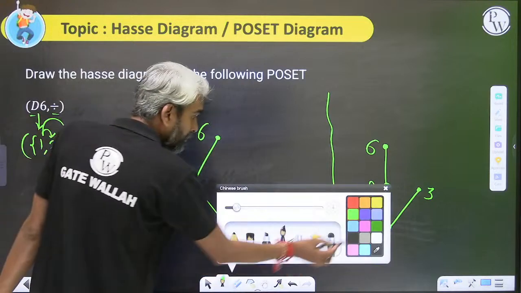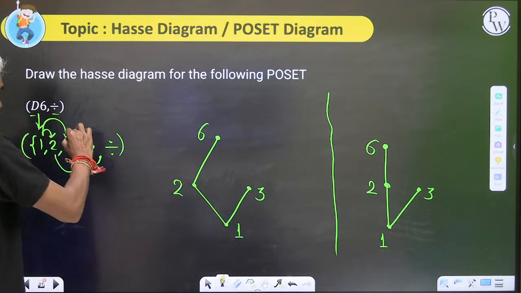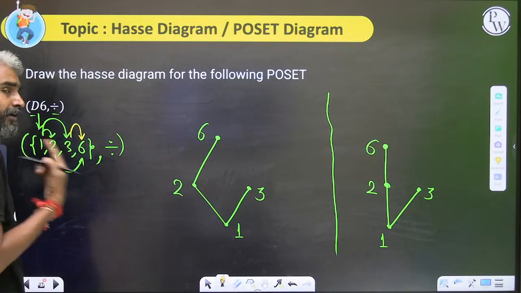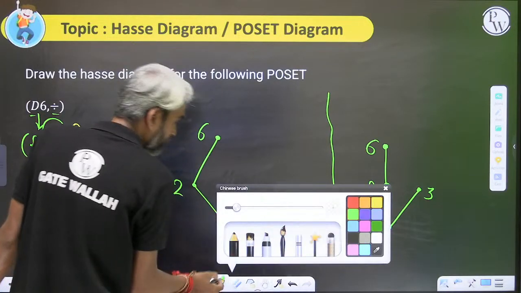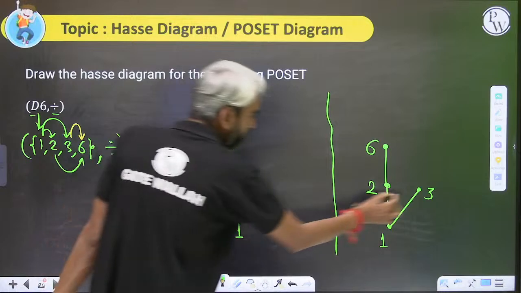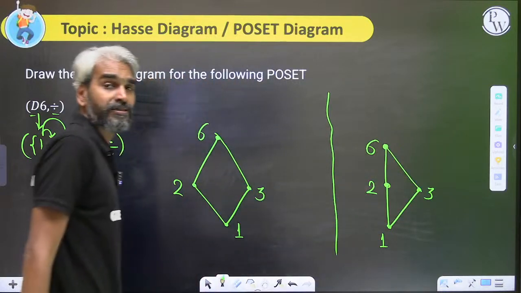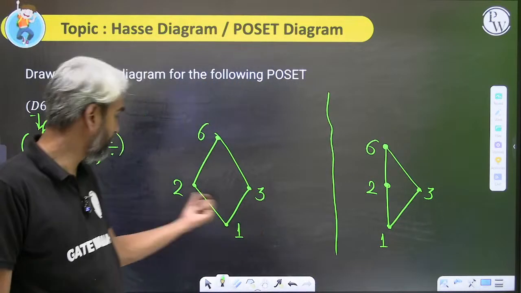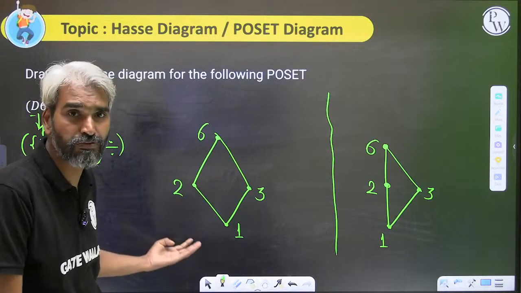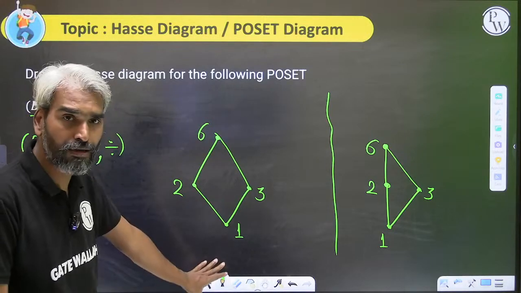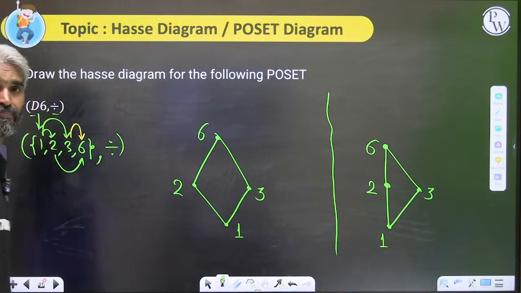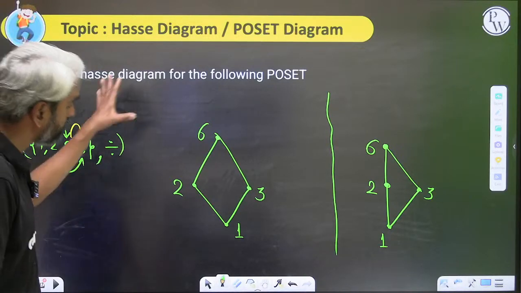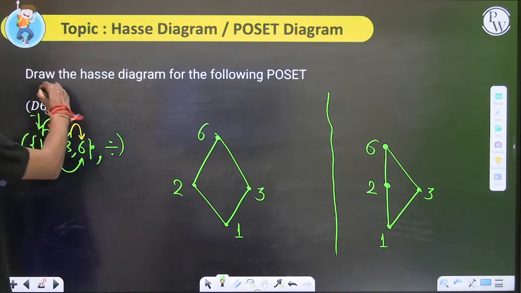Next element will be 3. Does 3 divide 6? Yes, sir, 3 divides 6. Do we have any element between 3 and 6? No, sir. So, there will be a direct edge from 3 to 6 as well. So, both of them are the same. Don't worry, they may look different, but the properties represented by these two poset diagrams are exactly the same. Clear? So, this is your poset diagram for this particular poset.